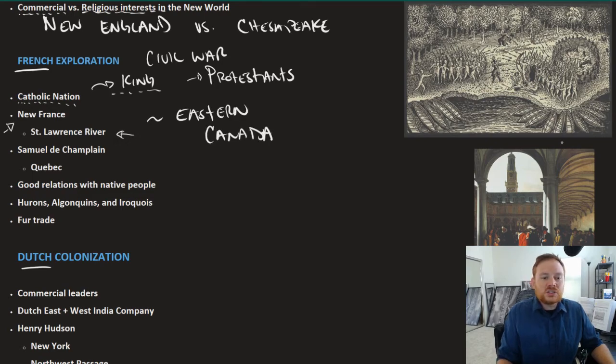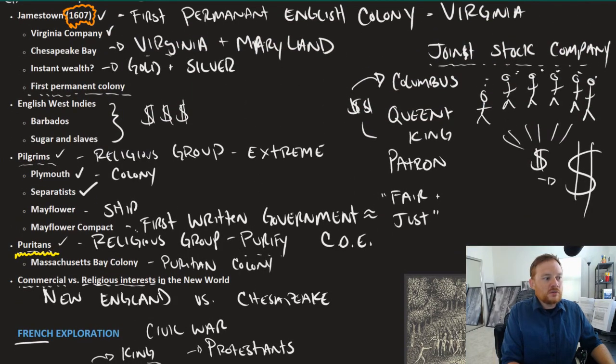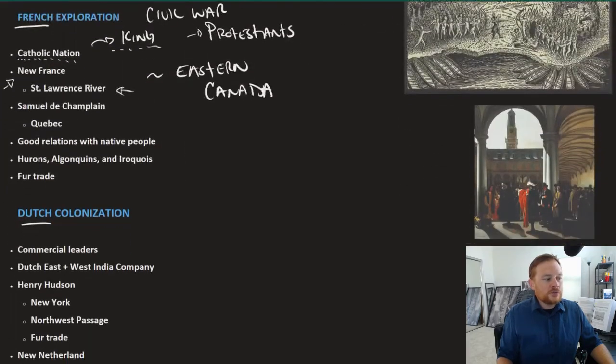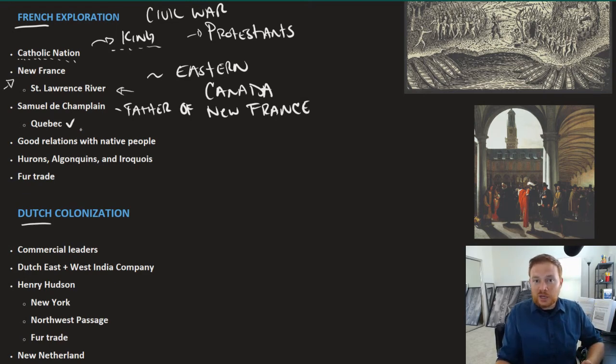All right, so if we want to match these areas up to modern day geographic locations, we're going to think about the Chesapeake Bay as being Virginia and Maryland. Of course, Massachusetts Bay Colony is modern day Massachusetts. The French are primarily in eastern Canada. Samuel de Champlain, considered to be the father of New France, helps to establish the capital city of Quebec. So whereas Mexico City is the capital of the Spanish Empire, Quebec is the capital of New France or the French Empire.